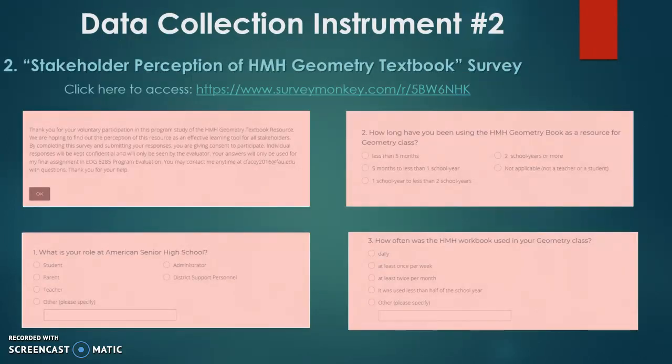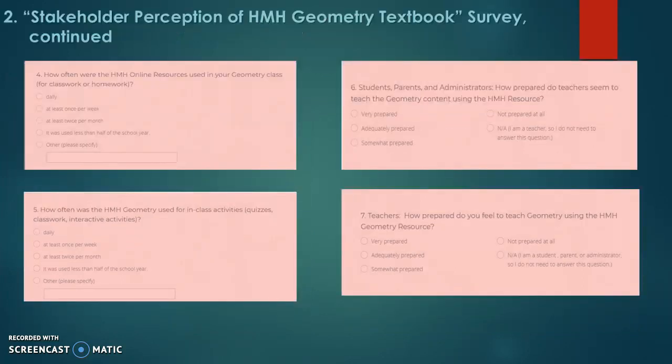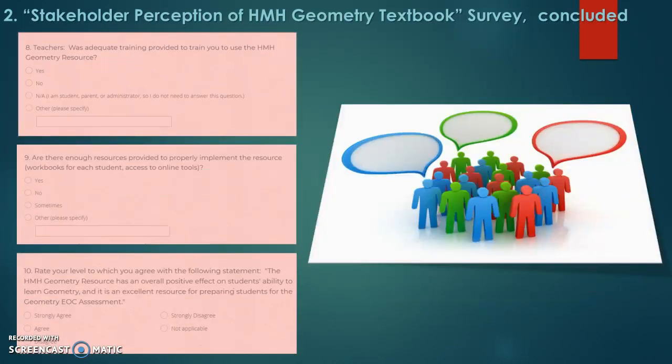Data collection instrument number 2 is a survey of all stakeholders' perceptions of the HMH geometry textbook. It may be accessed through SurveyMonkey at the above link, or you may pause the video to peruse the 10 questions included in the survey. The survey assesses stakeholder familiarity with the geometry textbook, as well as their perception of how it was utilized in the classroom and out. It also addresses if there are enough resources available for students in the classroom to efficiently and adequately use the resource.